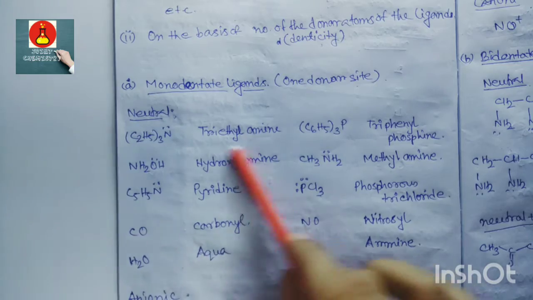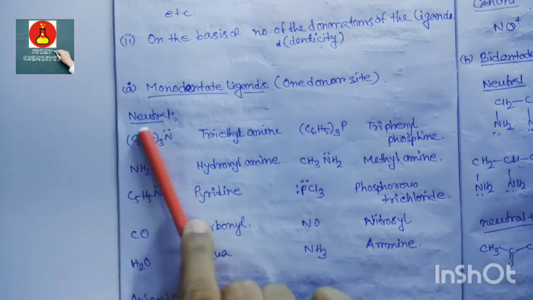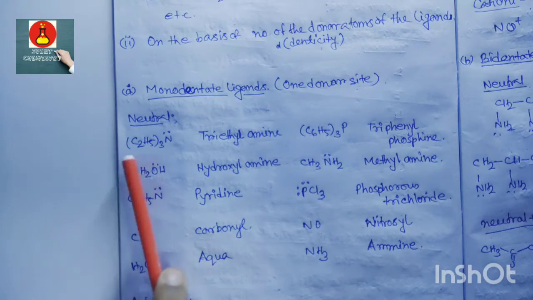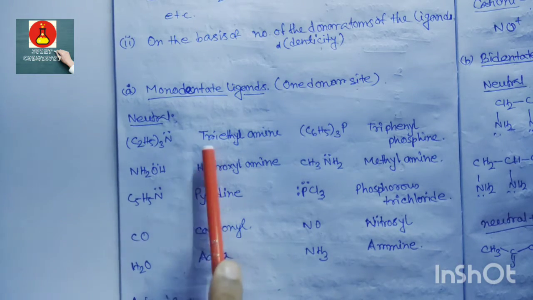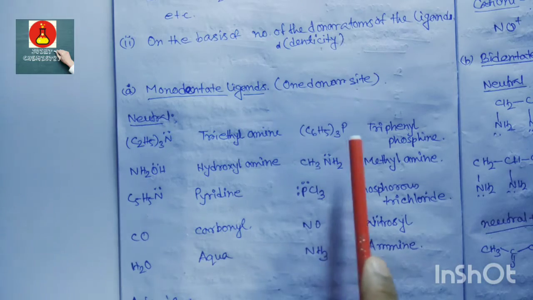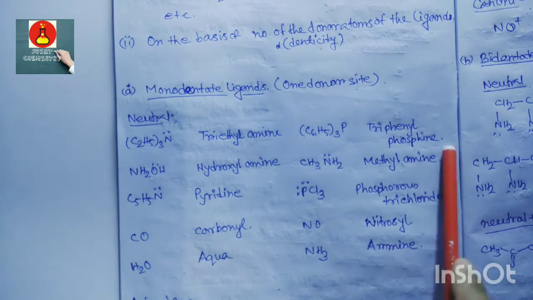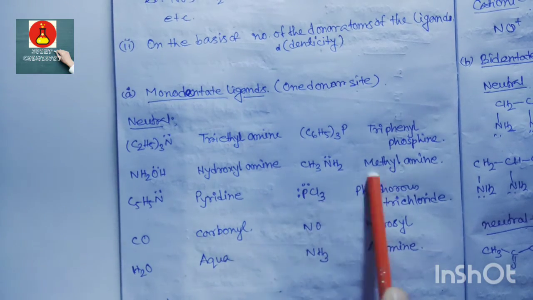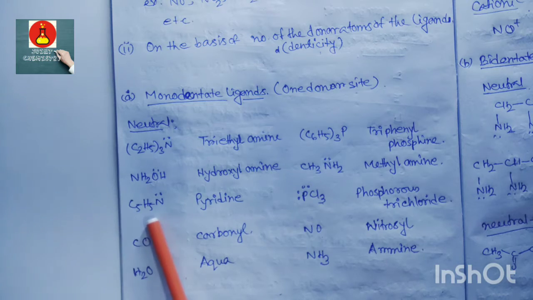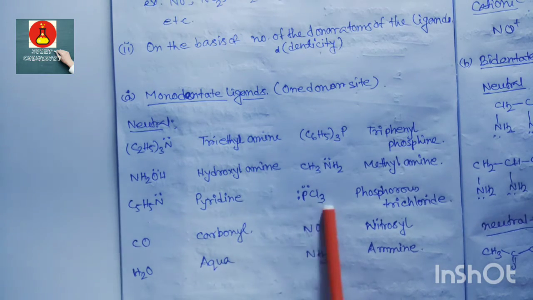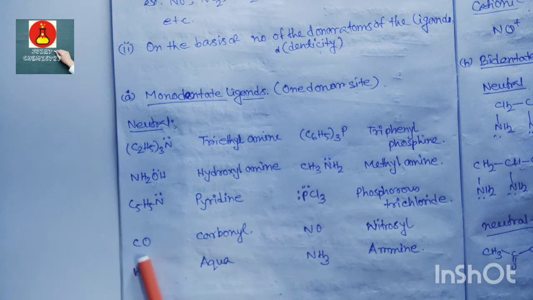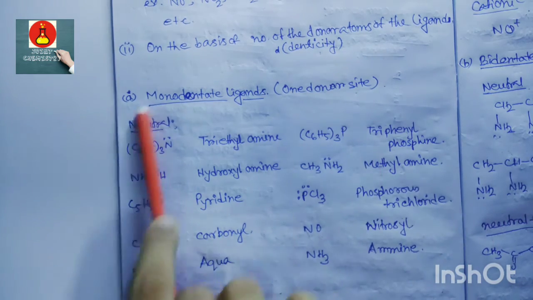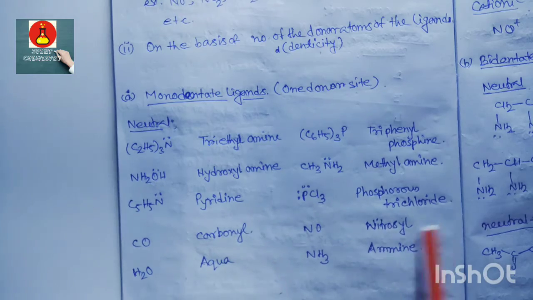Now there are some examples of monodentate ligands. At first, some neutral monodentate ligands. This is (C2H5)3N, which is known as triethylamine. This is (C6H5)3P, which is known as triphenylphosphine. Now NH2OH, which is hydroxylamine, CH3NH2, which is methylamine, C5H5N, which is pyridine, PCl3, which is phosphorus trichloride, CO, which is carbonyl, NO, nitrosyl, H2O, aqua, NH3, ammine. So these are some neutral monodentate ligands.